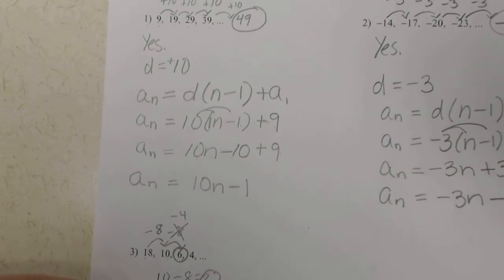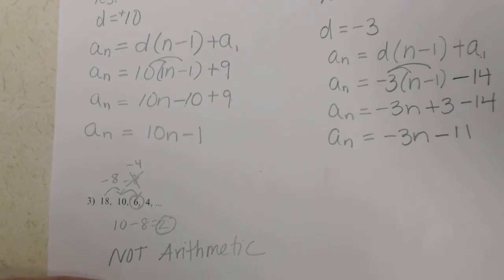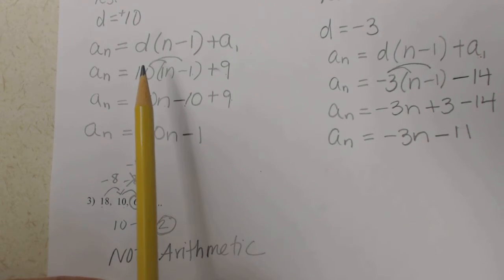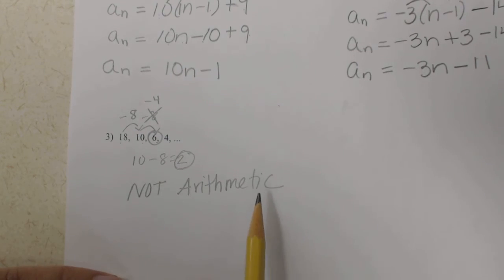So this has been the video on arithmetic sequences. The first 2 were arithmetic. We found the common difference, the explicit rule, and the next term. Number 3 was not arithmetic, so we stopped there. I hope this helped.